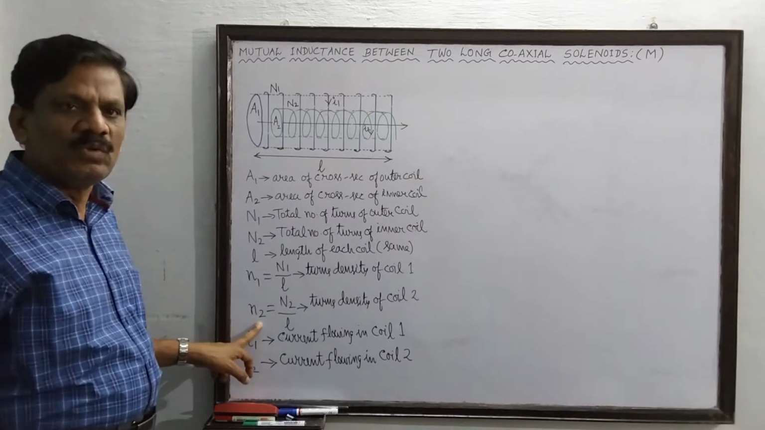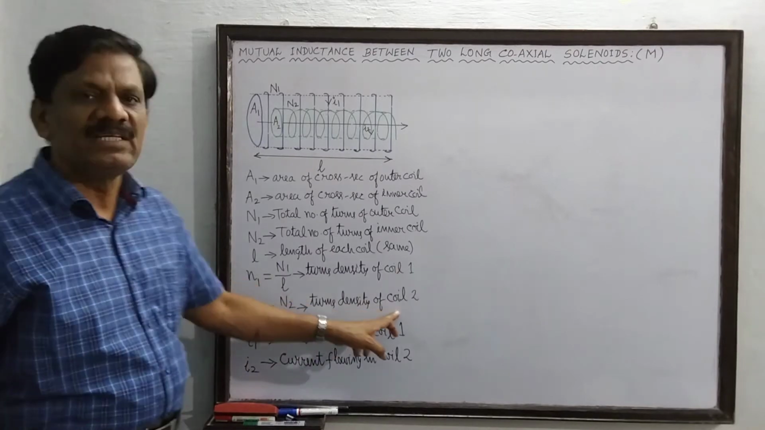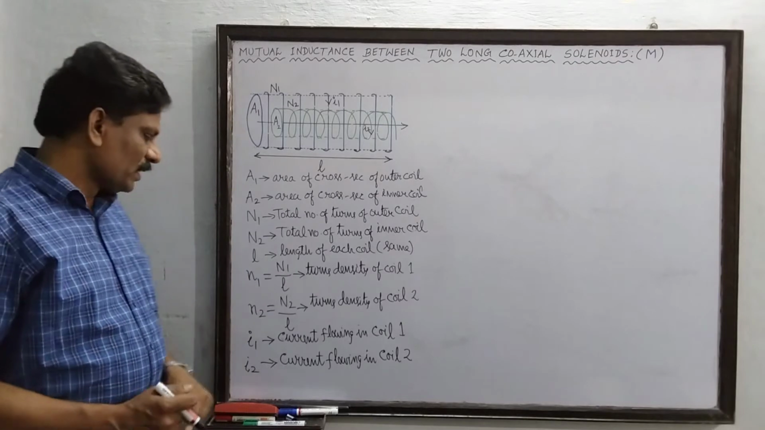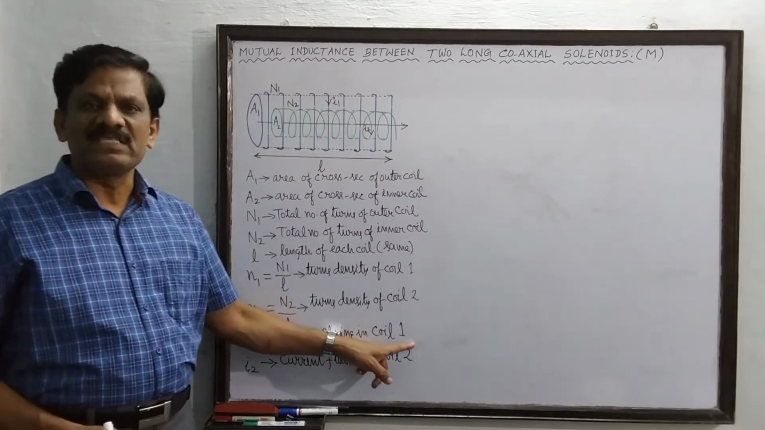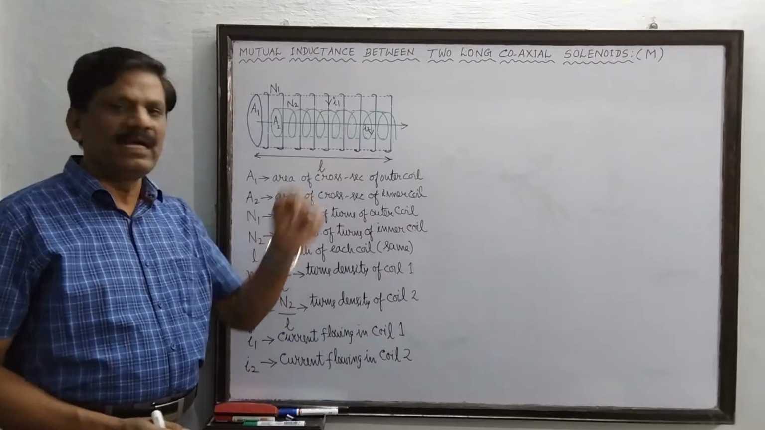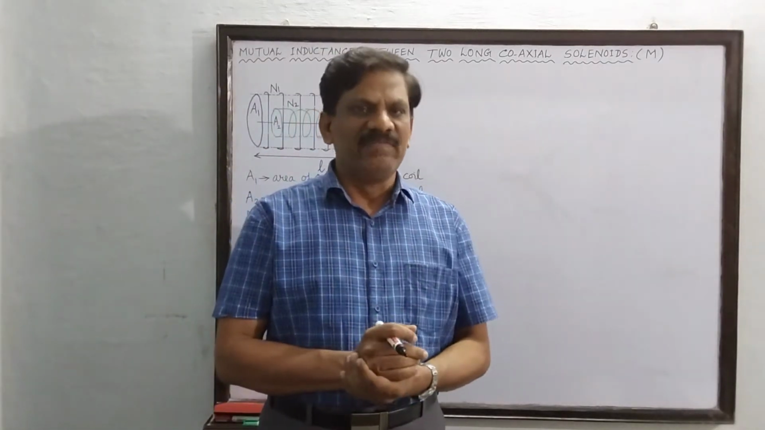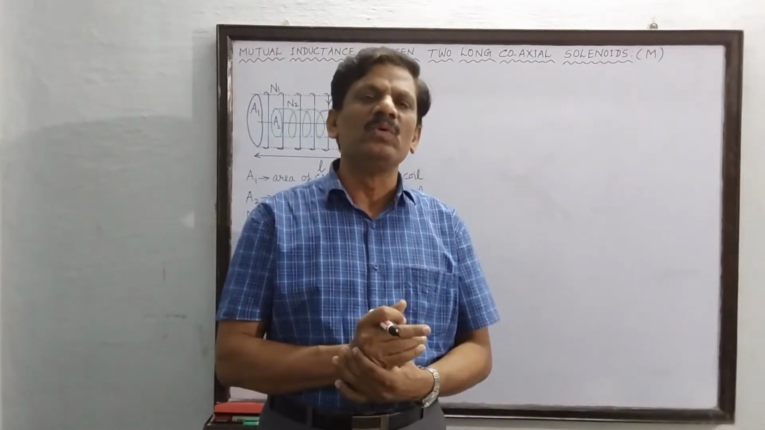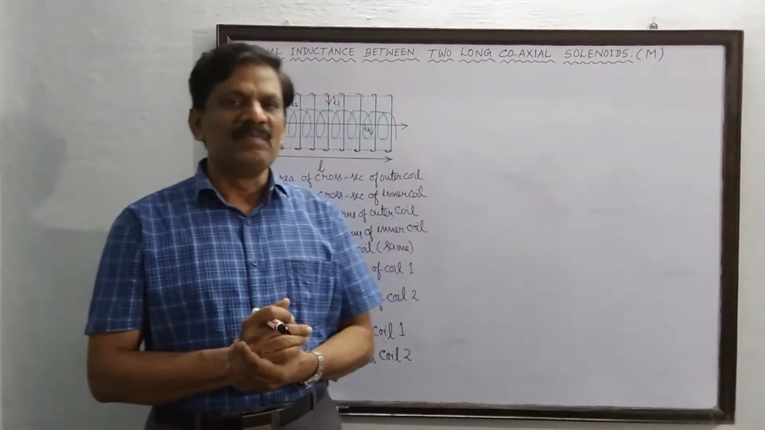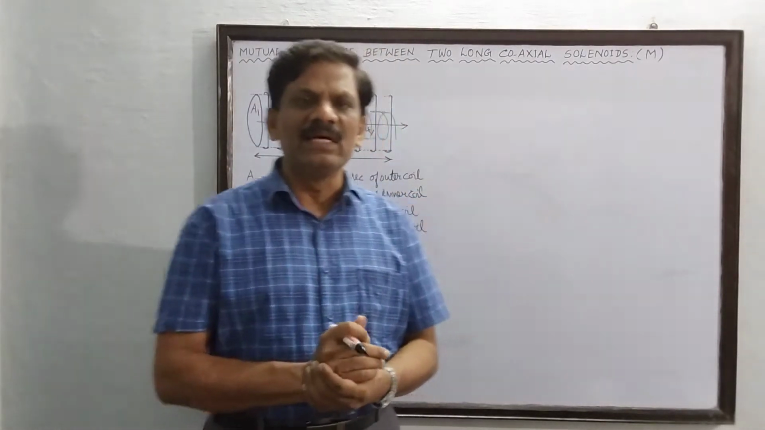Similarly, small n2 denotes capital N2 divided by L. That is called the turns density of the second coil, which is the inner coil, that is the smaller coil. Now I1 is the current flowing in the first coil, that is the outer coil, and I2 is the current flowing in the second coil, that is the inner coil. So here there are two magnetic fields. One is B1 due to the current I1 flowing in the first coil, and B2, the magnetic field along the axis of the second coil due to the current I2 flowing in the second coil.